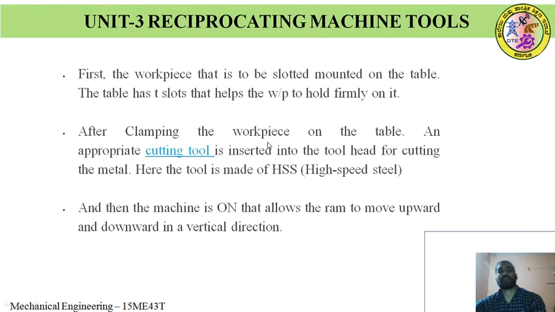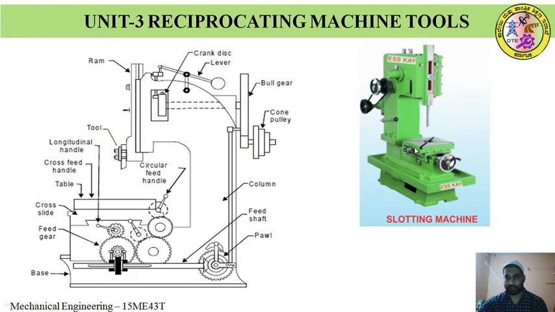After clamping the workpiece on the table, an appropriate cutting tool is inserted into the tool head for cutting the metal. Here the tool is made of HSS. After the workpiece is mounted on this table, the tool is mounted on this tool head. Usually the tool is a single point high speed steel tool. HSS is generally used for machining in a slotter, having a single point.